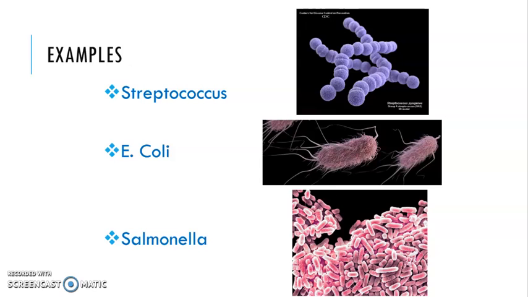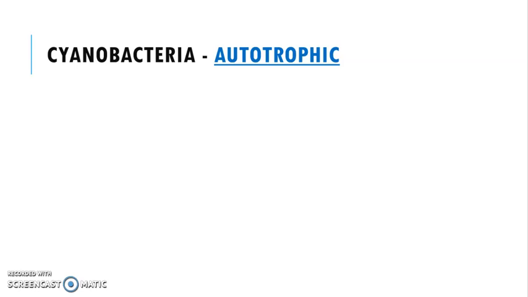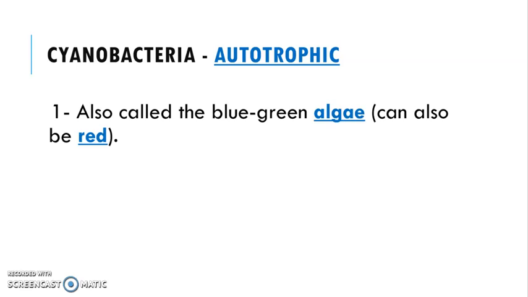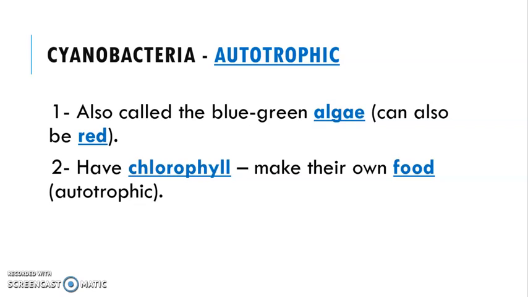Our first group of bacteria are called cyanobacteria. Cyanobacteria are autotrophs. Remember, that means they make their own food. Some examples of cyanobacteria are blue-green algae and red algae. The reason they are autotrophs is because they have chlorophyll.